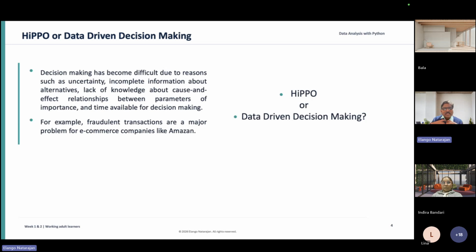So as a data analyst, you have to identify the relationship between the parameters, the dependent parameters and the independent parameters. That is very important for us. With this kind of approach, we'll be able to have evidence-based decision making. This is required for all companies, not only the big companies, but even small and medium scale industries as well.